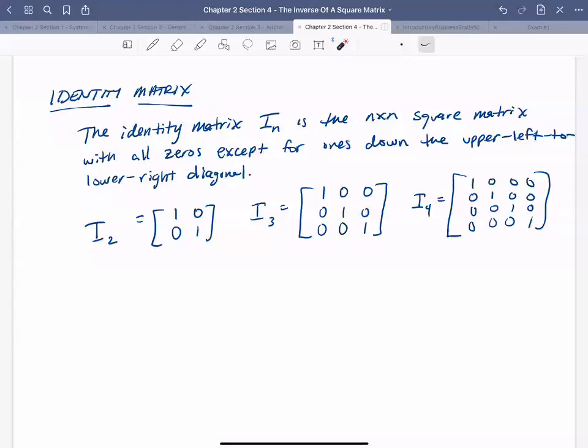Along with this, it gives you something else too: if you take a matrix and multiply it by the identity, you get back the same matrix. So if you say matrix A times the identity, or you could also say the identity times the matrix, depending, it still gives you back A. That's part of the definition here.